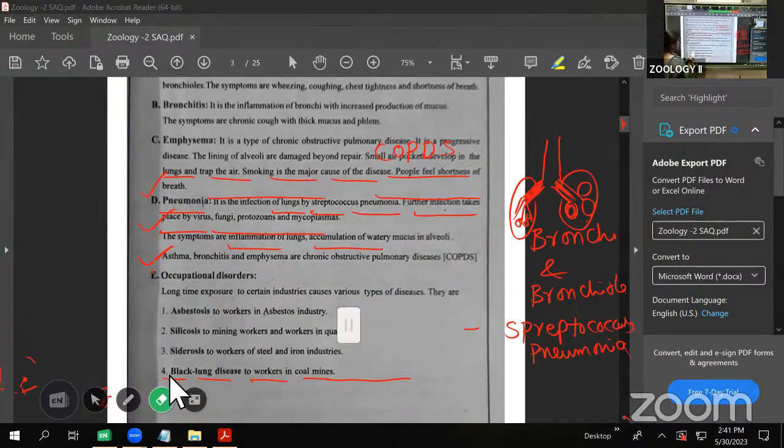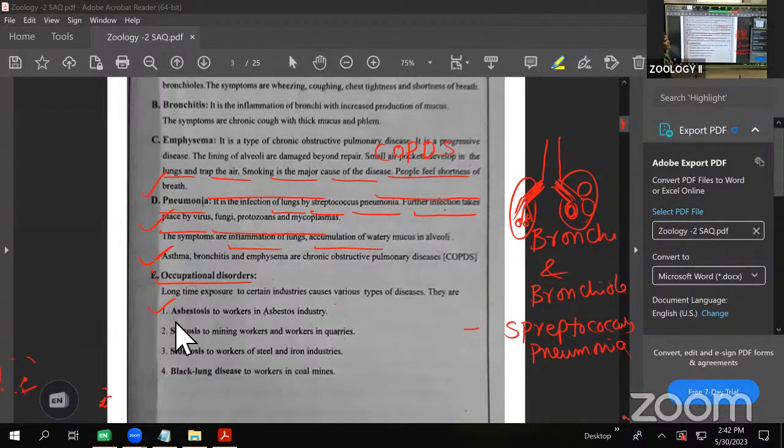Next is occupational disorders. Some people work in quarries and industries. They get disorders occupationally, which we call occupational disorders. It means long-time exposure to the industry's effluents causes diseases. The first one is called asbestosis. The persons working in asbestos industries are exposed to asbestos. They develop the disease asbestosis.